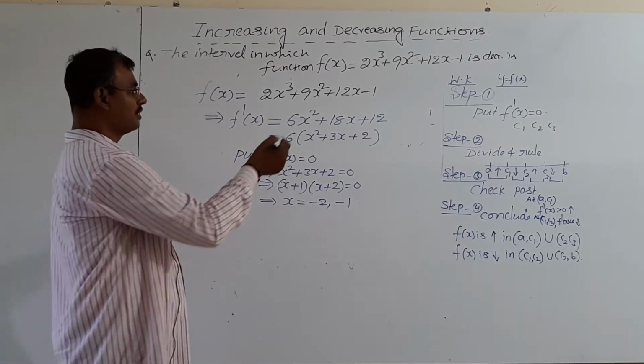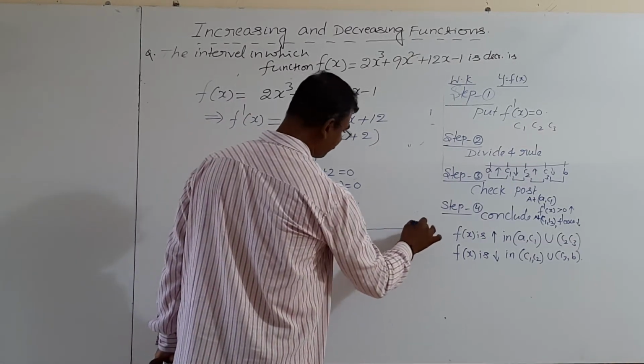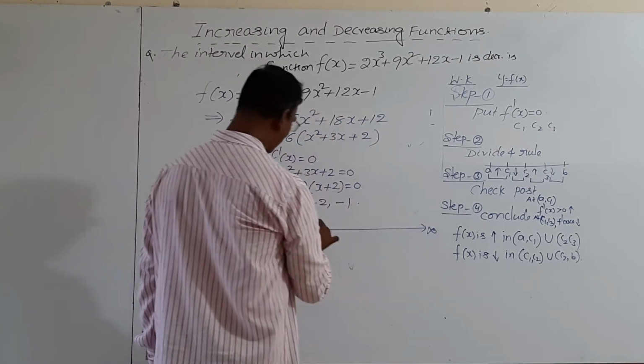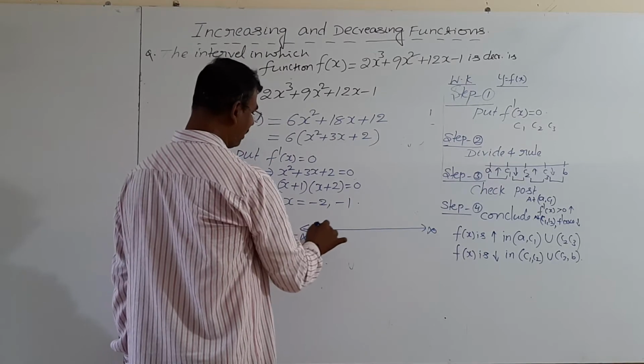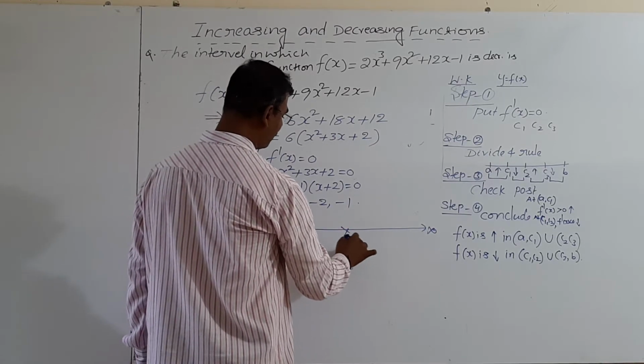Next we follow step number 2. Take a number line, from minus infinity to infinity. Take the roots in ascending order on the number line.